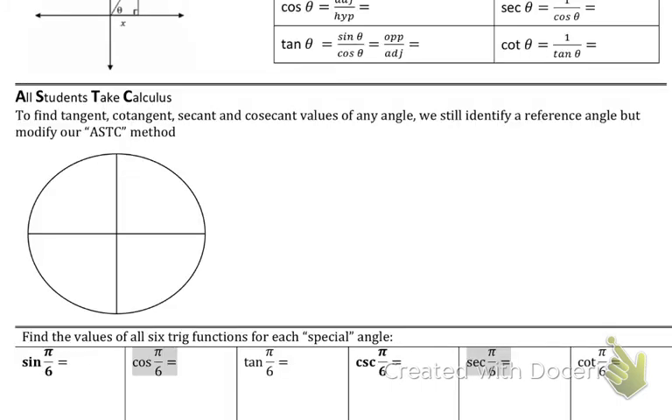Okay, we have a little blank here for a couple things. First of all, All Students Take Calculus. Now we have to make sure our computers are away, please. Thank you. We're going to use All Students Take Calculus, but we're going to expand it a bit.